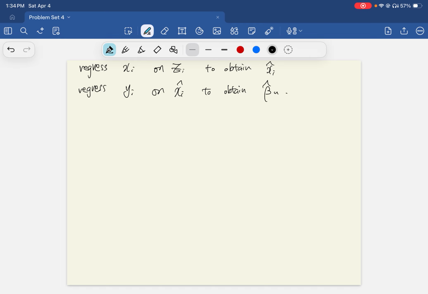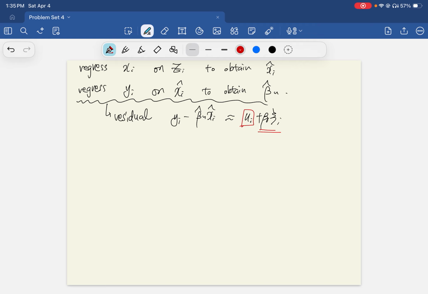The main problem here is the residual in the second stage regression. The residual will be defined as yi minus beta hat n times xi hat, and this will capture approximately ui plus beta 0 psi i. Okay? The problem here is what we need is just ui, not this part, right? In our variance form, we need u. Then how can we calculate? You have to recalculate the residual.